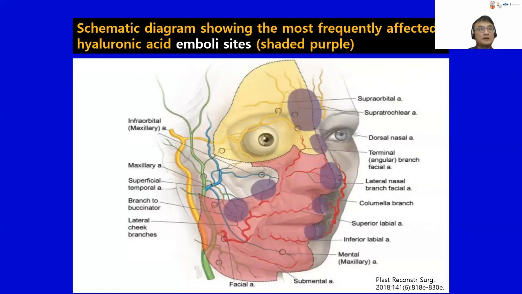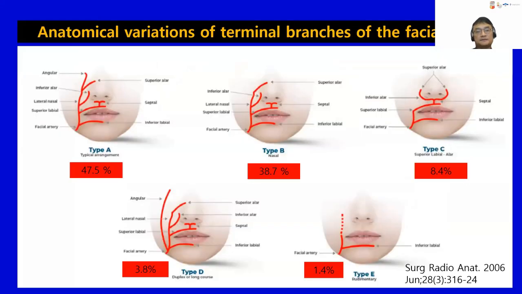This shows the most frequently affected areas for hyaluronic acid and melanocyte, defined as the shaded purple. It coincides with the choke anastomosis between branches of the facial and ophthalmic arteries. Having a thorough knowledge of this pertinent anatomy and knowing the 6 danger zones of the face means we can tailor the injection techniques to maximize safety.